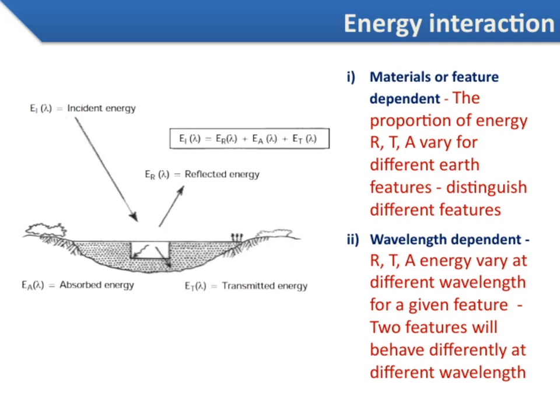Let's delve into the concept of energy interaction. First, this interaction depends heavily on the materials or features we're examining. The proportions of reflected, transmitted, and absorbed energy, denoted as R, T, and A, vary depending on the specific Earth feature. This variation helps us distinguish between different features based on their unique energy signatures.